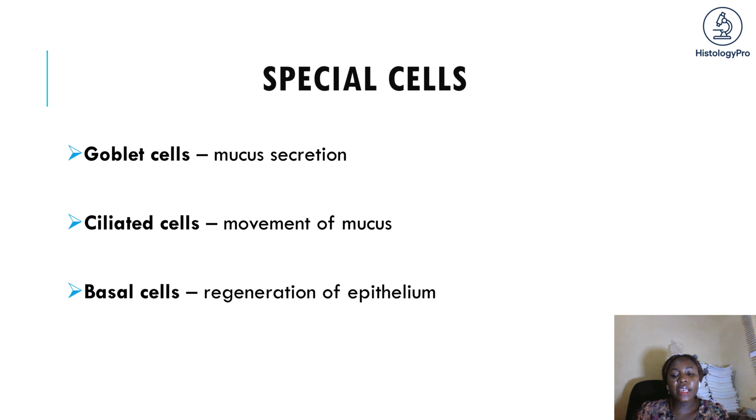So what are the specialized cells of the pseudostratified columnar epithelium? We have the goblet cells and the ciliated cells. Goblet cells help to secrete mucus, while ciliated cells help to move the mucus. Then the basal cells are seen at the basement membrane and help in regeneration of the epithelium.